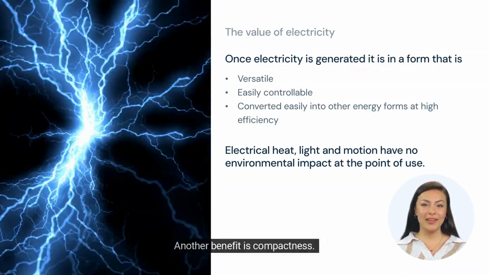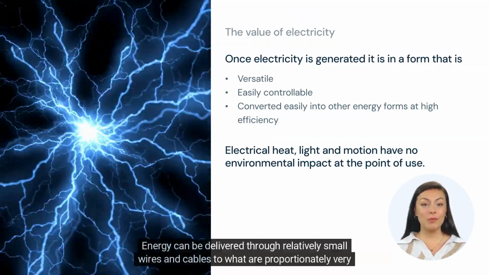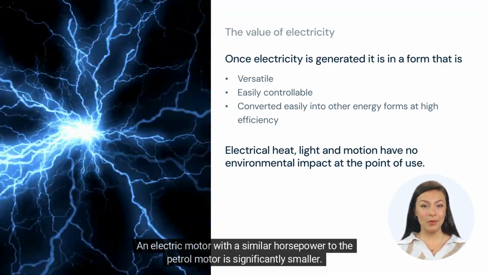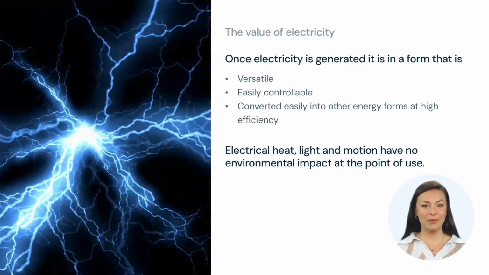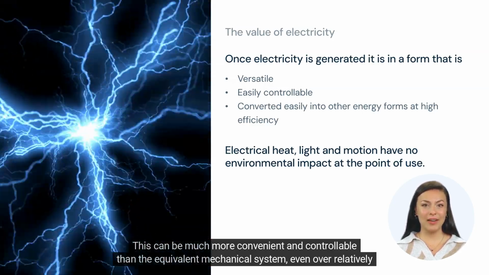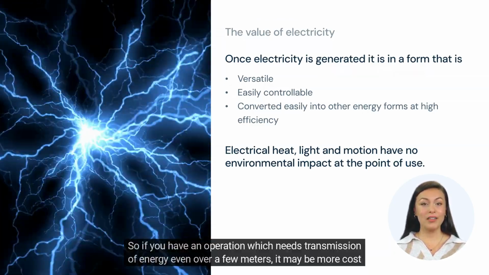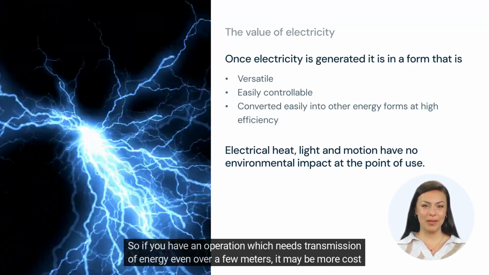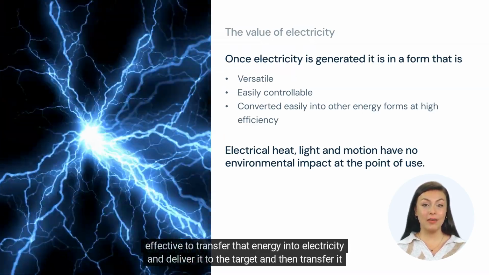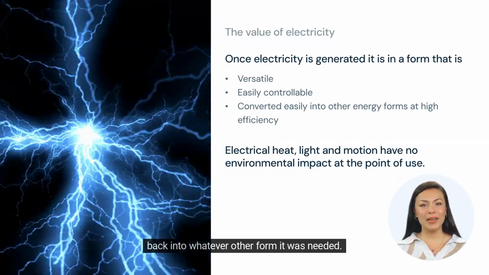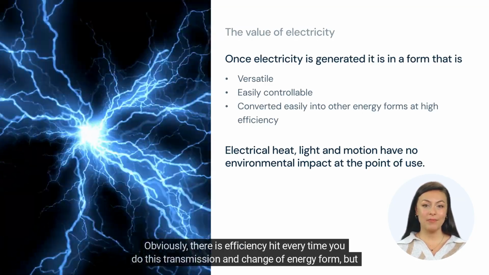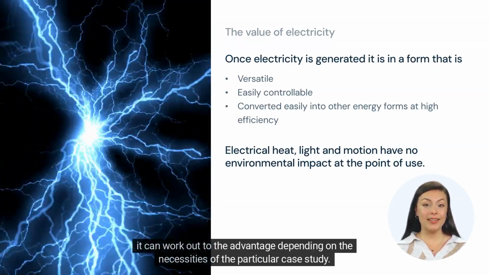Another benefit is compactness. Energy can be delivered through relatively small wires and cables, to what are proportionately very small motors. An electric motor with a similar horsepower to the petrol motor is significantly smaller. This can be much more convenient and controllable than the equivalent mechanical system, even over relatively short distances. So if you have an operation which needs transmission of energy, even over a few meters, it may be more cost-effective to transfer that energy into electricity and deliver it to the target, and then transfer it back into whatever other form it was needed. Obviously, there is an efficiency hit every time you do this transmission and change of energy form, but it can work out to the advantage depending on the necessities of the particular case study.